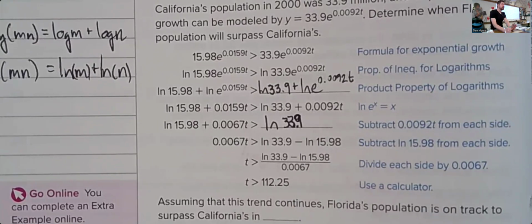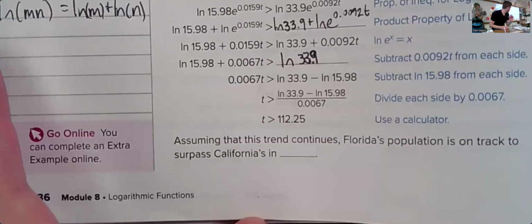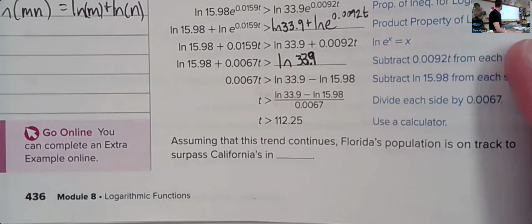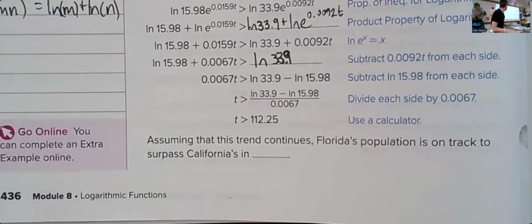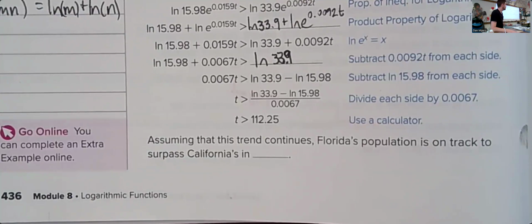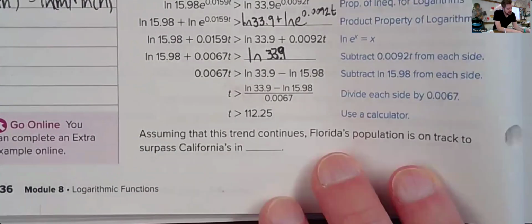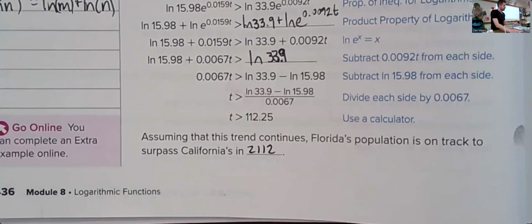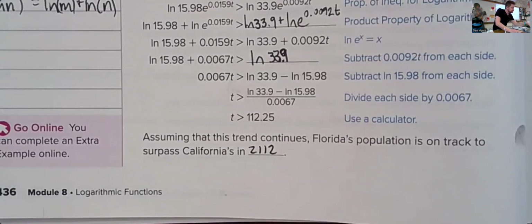So assuming that the trend continues, the population of Florida will surpass the population of California in what year? 2112, 112 years later. So in the year 2112. Cool.